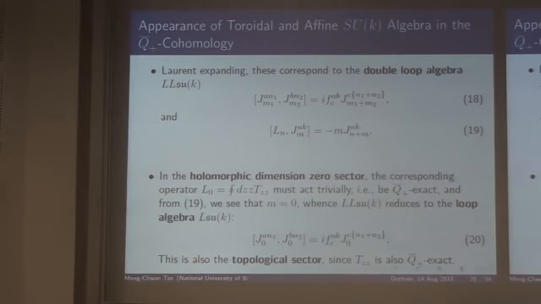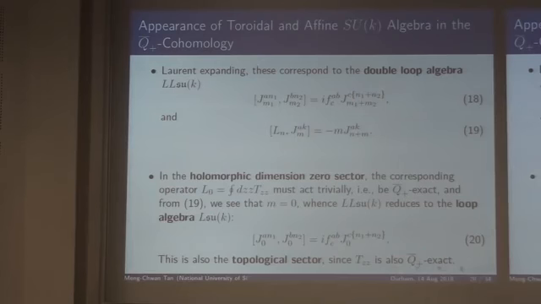And then in the dimension 0 case, this goes to 0. You can see this guy here actually tells you the holomorphic conformal dimension. When you put it to 0 here, this L0 operator tells you the conformal dimension. So if you're in the conformal dimension 0 sector, it means M must be 0. And when M is 0, this guy here just collapses to this thing here. So we have the topological sector having this, and the non-topological sector having this.